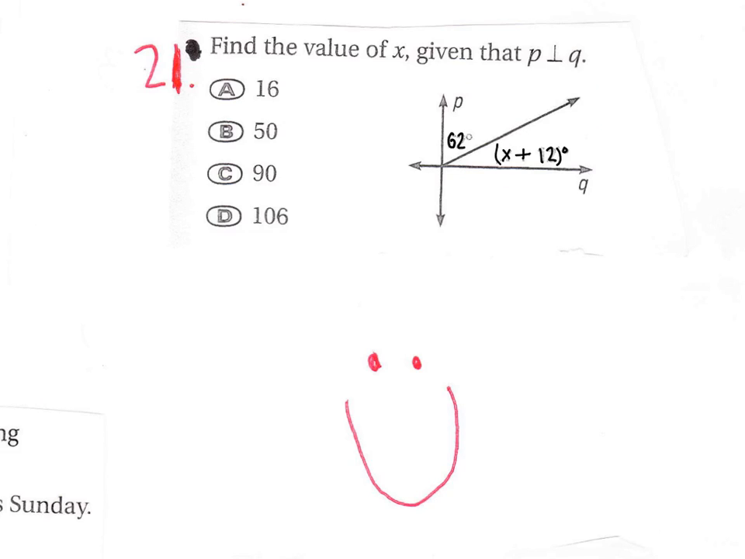Okay, guys, we are on number 21, and you need to find X. P and Q, those lines are perpendicular. They make a 90-degree angle. So you need to figure out what you've got to do in order to take this angle and this angle, that's 62 degrees, and find a value of X. But remember, together they're going to make 90 degrees.